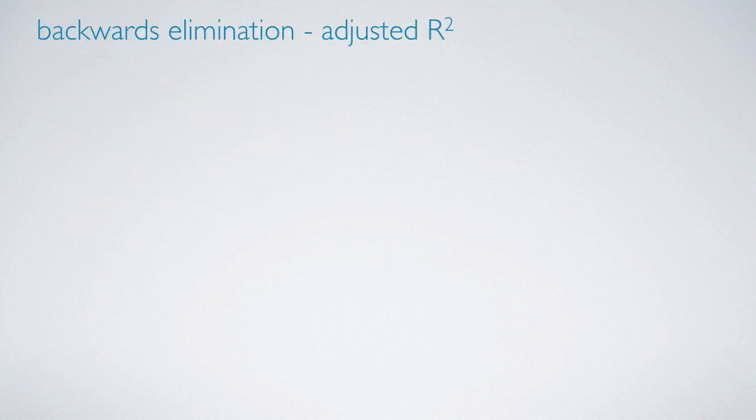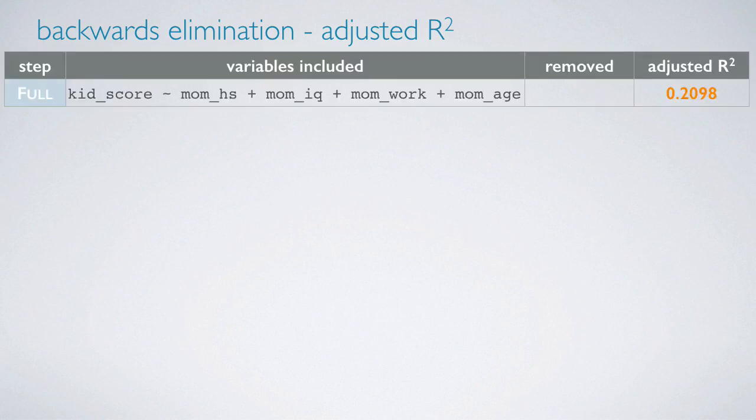Let's give an example for how to do that using the dataset from earlier for kids' cognitive scores, predicting that value from mom's high school status, mom's IQ score, whether or not the mom worked during the first 3 years of the kid's life, and mom's age. The adjusted R-squared for the full model is 20.98%. In the second step, what we do is we try removing each one of the variables one at a time.